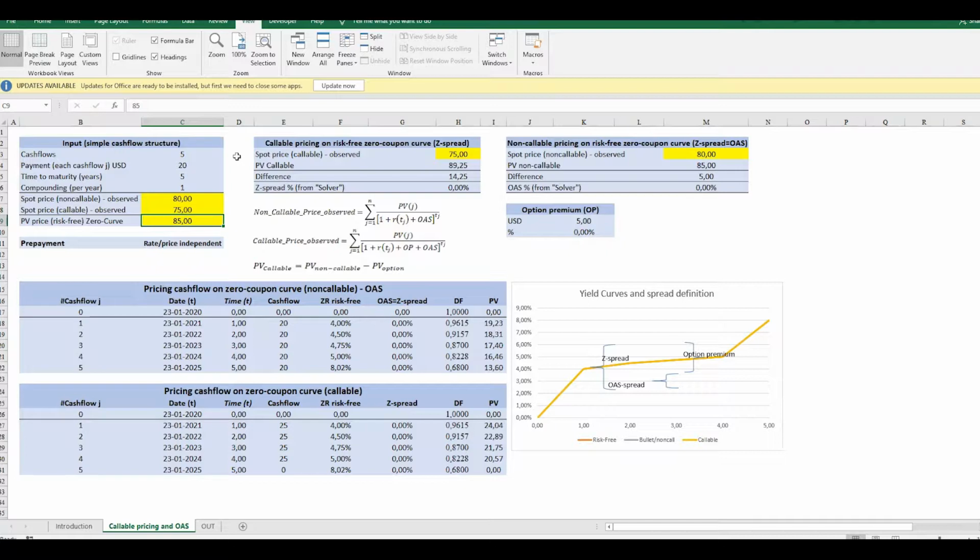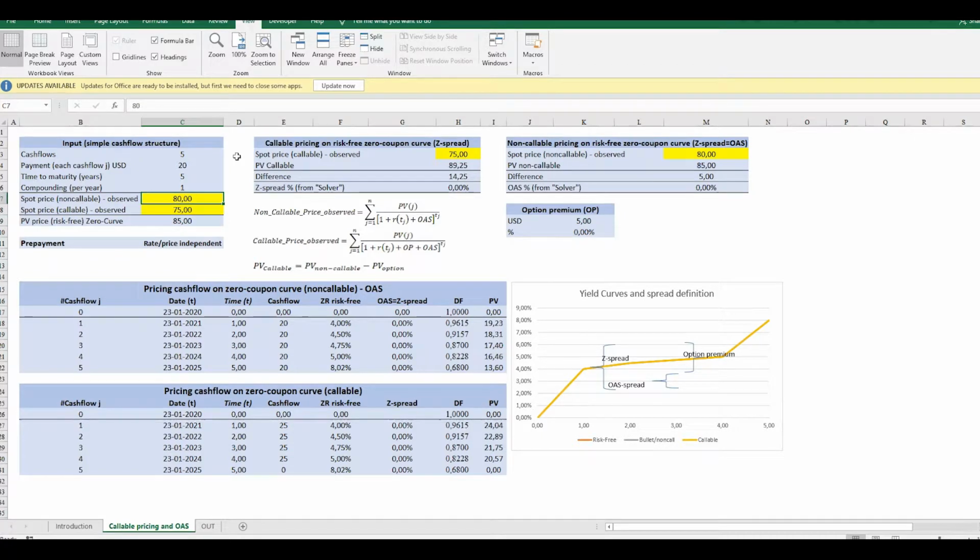If we price this cash flow on the government bond risk-free curve with zero coupon yields, it's 85. So obviously already now we can see that there is a discount on 80 here compared to 85.